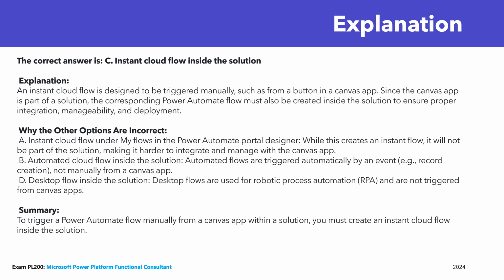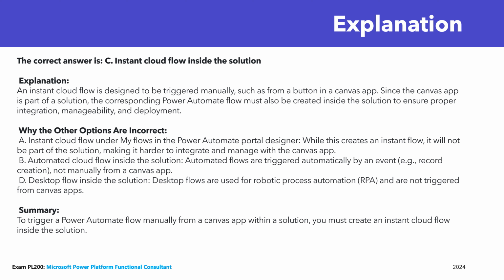Why the other options are incorrect. A. Instant Cloud Flow under My Flows in the Power Automate Portal Designer. While this creates an instant flow, it will not be part of the solution, making it harder to integrate and manage with the Canvas app. B. Automated Cloud Flow inside the solution. Automated flows are triggered automatically by an event, e.g. record creation, not manually from a Canvas app.